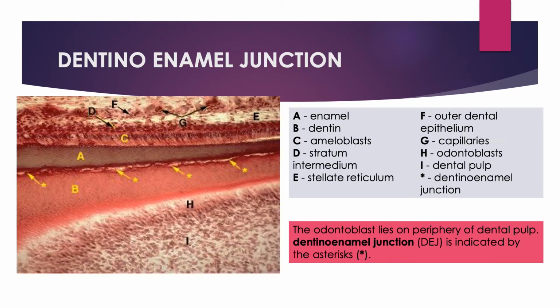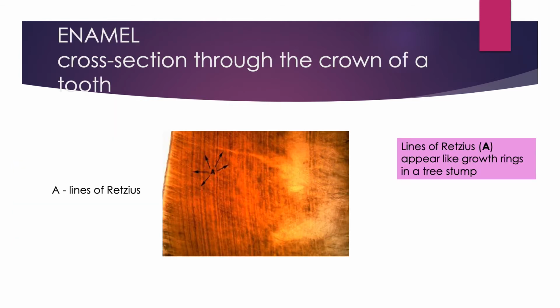Next, in the image of the cusp, identify the purple staining enamel overlying the broader layer of the pink staining dentin. Numerous capillaries lie adjacent to the outer surface of the outer dental epithelium. The dentino-enamel junction is indicated by the asterisk. This is a cross-section through the crown of a tooth.